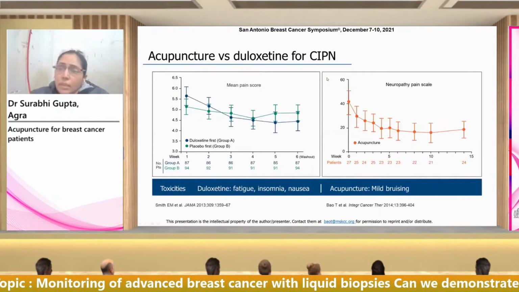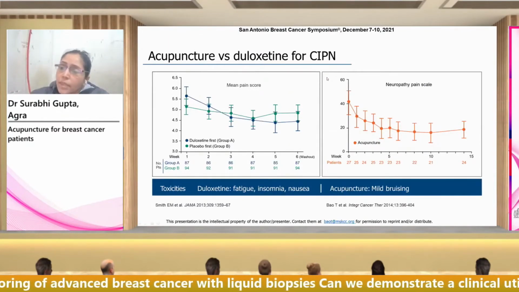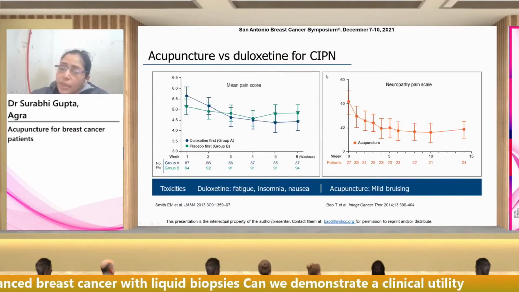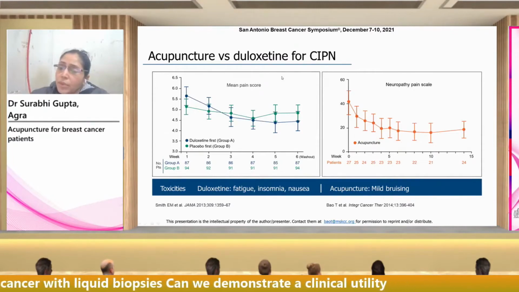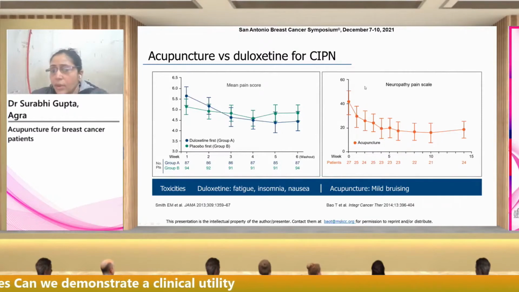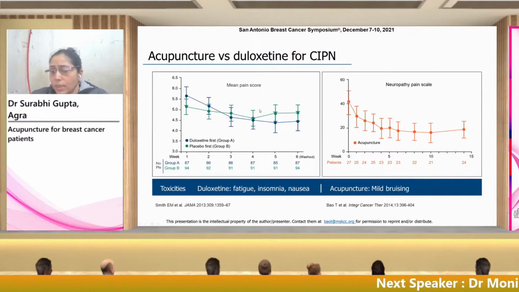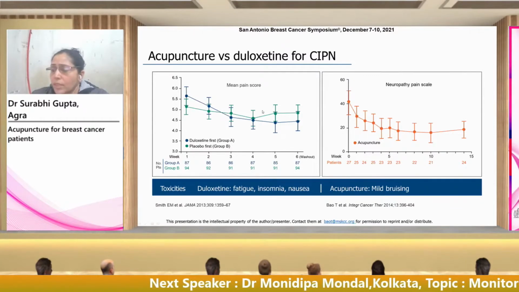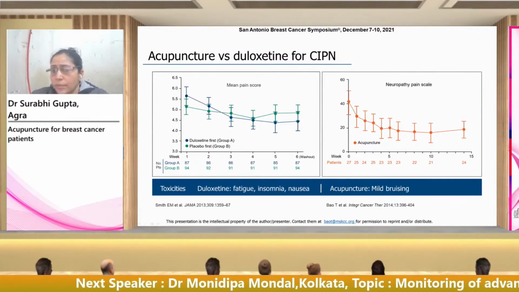Now coming to CIPN, that is chemotherapy-induced peripheral neuropathy and the pain. Various modalities have been used for this CIPN, acupuncture as well as duloxetine, but there was no head-to-head comparative trial of these modalities. Individually, both of these modalities had changed the regression of the pain score in both the arms, with duloxetine having more side effects in the form of fatigue, insomnia, nausea, but acupuncture showing only mild bruising.